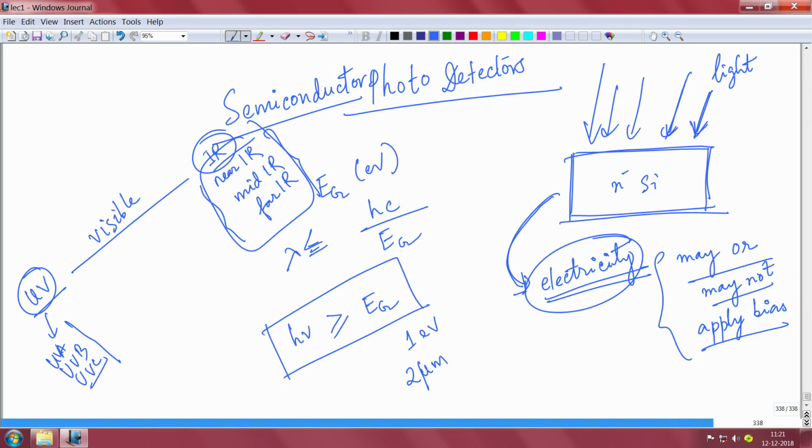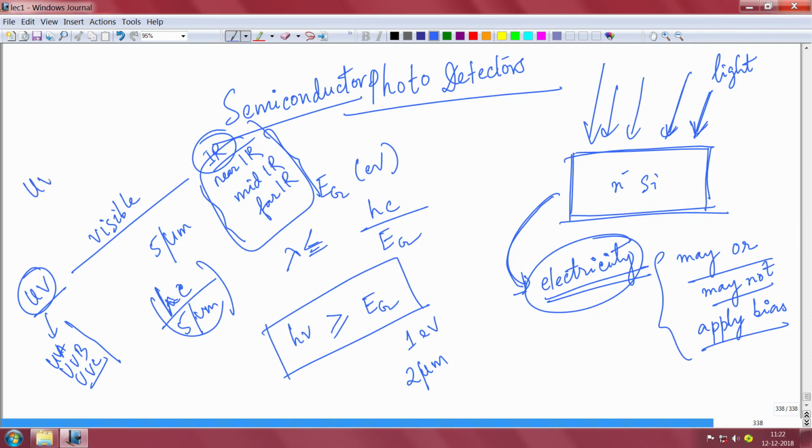Depending on the wavelength that you want to detect, you will have a semiconductor of appropriate band gap that you are aware of. For example, if you want to detect an infrared signal of say 5 micron, then your band gap has to be hc divided by 5 micron. That will give you the band gap. It will be very small, maybe 0.1, 0.2 eV or so. So you will need a very narrow band gap material.